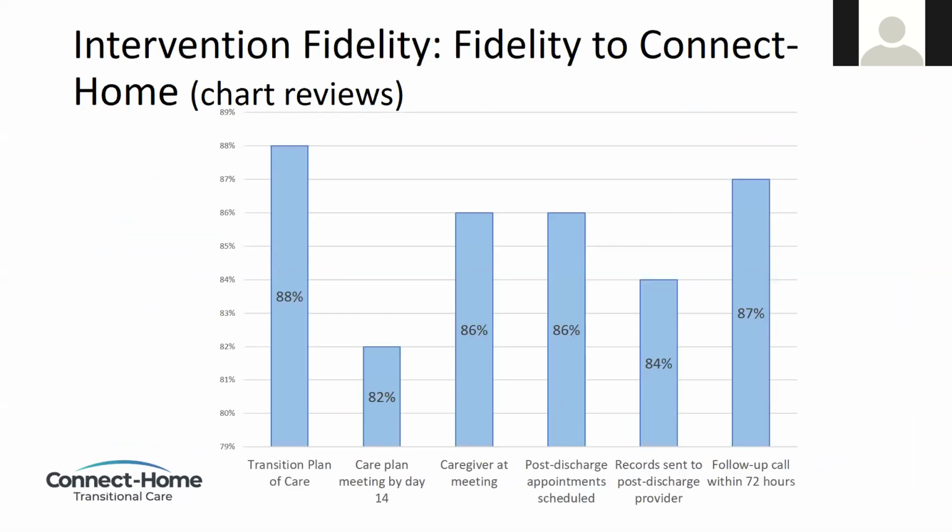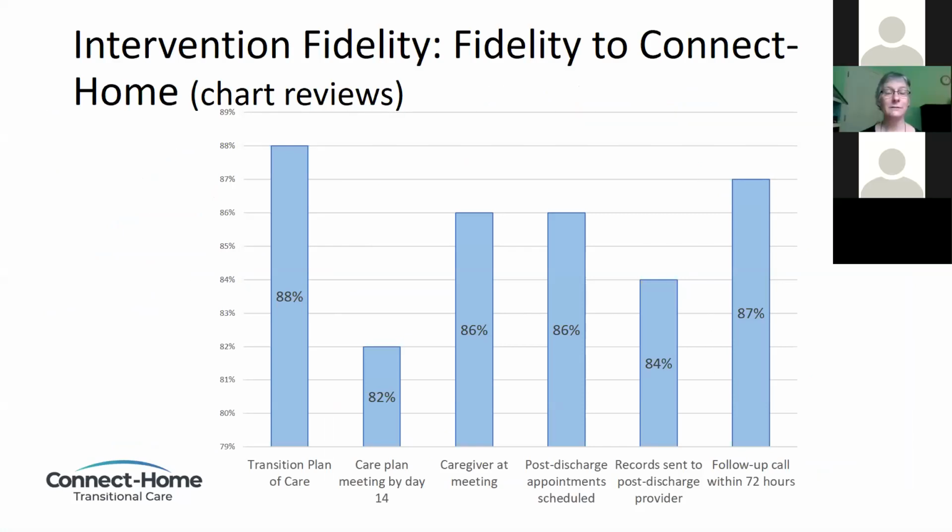In terms of intervention fidelity, this is a little hard to see, but I would note that this graph starts at 79%. So we had very good intervention fidelity. So over 80% of patients received each of the components of Connect Home that we monitored. So 88% got a transition plan of care, 82% had a care plan meeting by day 14, etc.